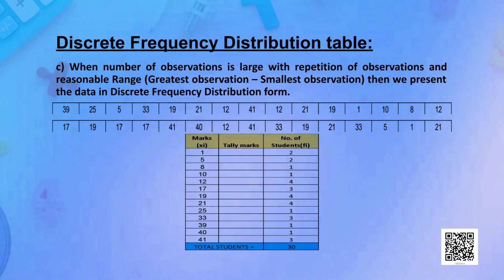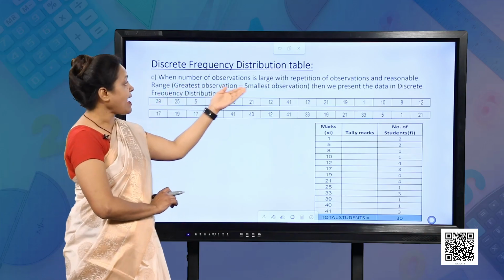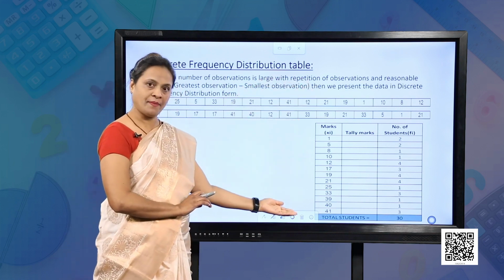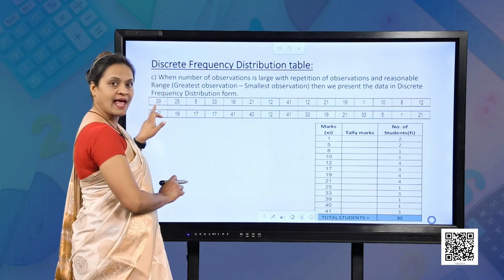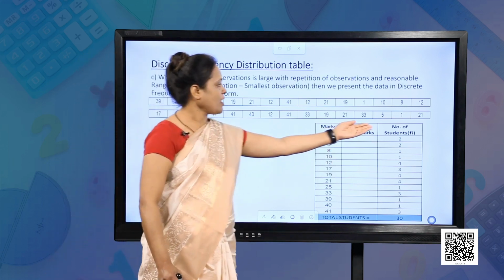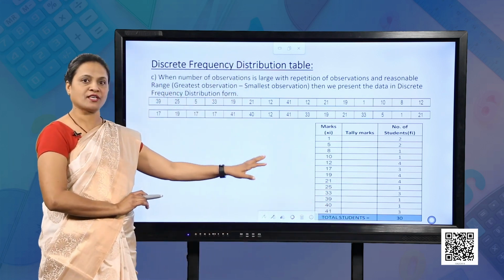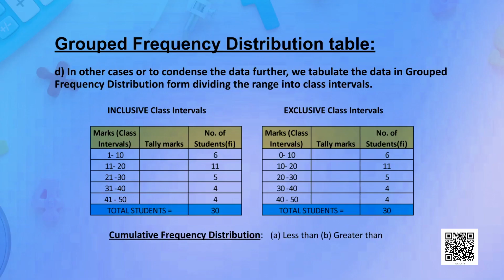Data can also be arranged in a discrete frequency distribution table. When there are a number of observations and there is repetition in observations, then we form this type of table. You remember putting tally marks. Yes, keep looking at the observations and put the tally marks. This gives you the frequency of each observation. To condense this information further, we can also form a grouped frequency distribution table.